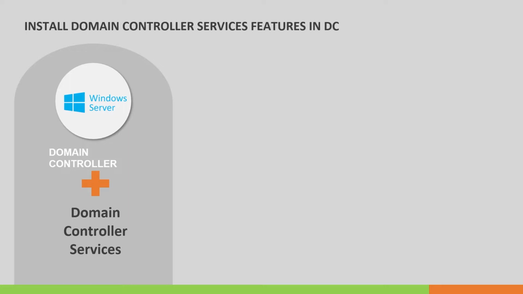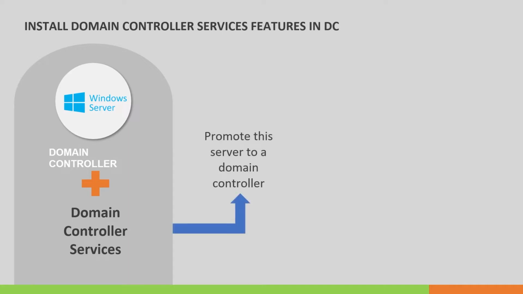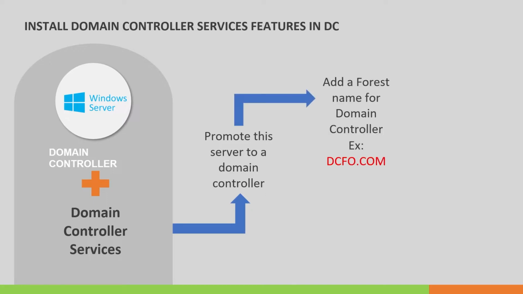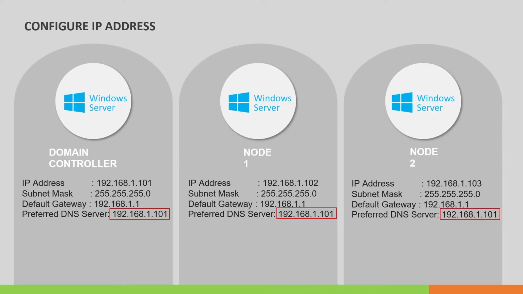So how will you configure your domain controller? At first you need domain controller services. After installing this role, you have to promote this server as a domain controller. So you have to assign a new forest, which is your domain name. Then this is our IP configuration.